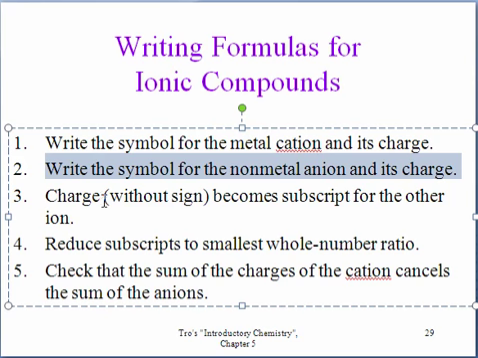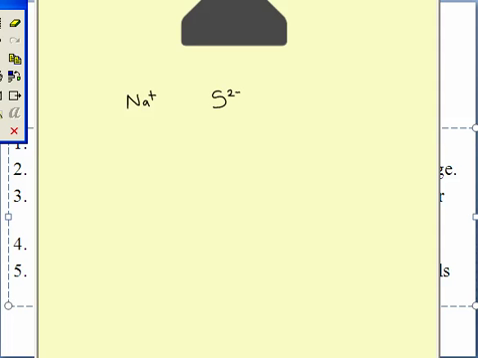All right, now that we've done that, the charge without the sign becomes the subscript for the other ion. So let's look at what we mean by that. Our charge here is +1. This becomes our subscript for the other atom.